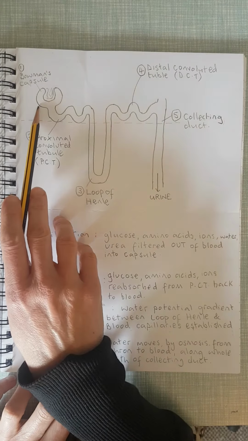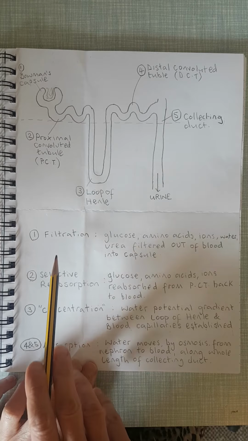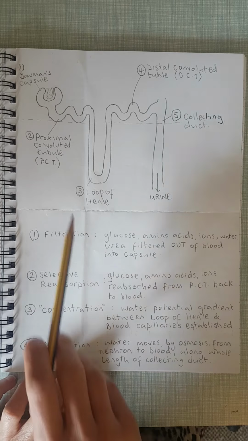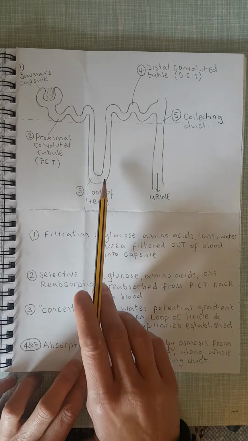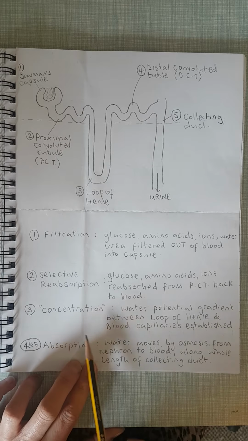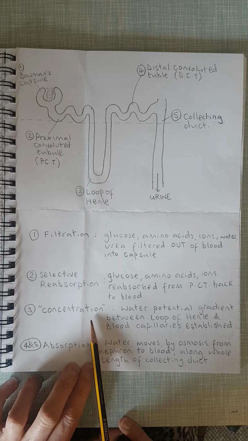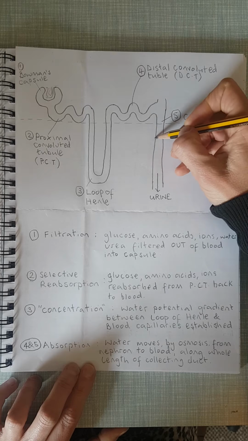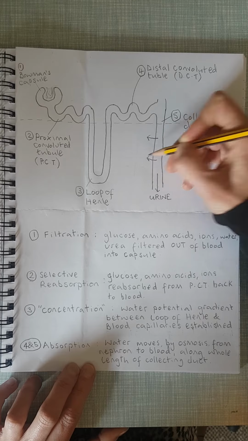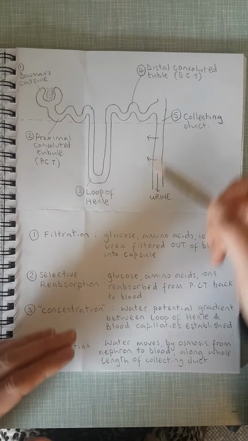The Bowman's capsule, remember from the last tutorial, is involved in filtering things out. The selective reabsorption happens at the PCT, and that's to get things that were filtered out, that are actually useful to the body, back into the blood. We're focusing on the loop of Henle today and its role in setting up a water potential gradient to allow the urine to be concentrated, and then that links to how water can move from the filtrate back into the body at the wall of the collecting duct. Okay, so that's a quick recap of the whole of the nephron.